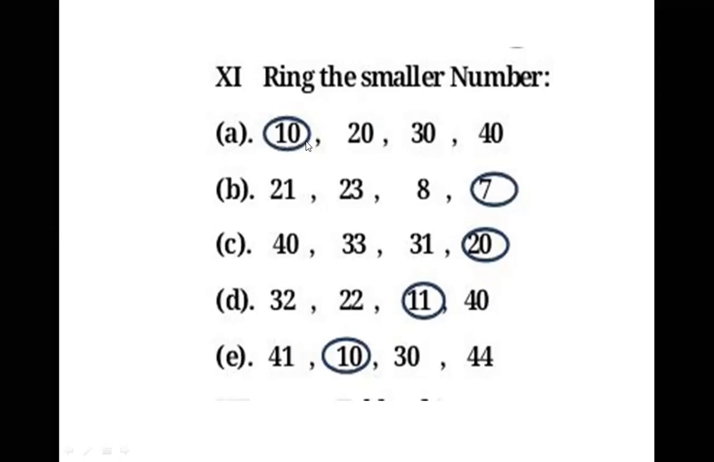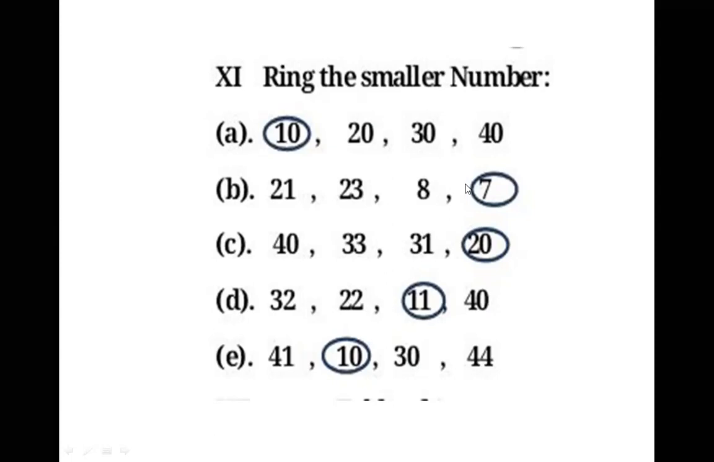Okay, dears? Yes. Now here, and again come down. Second number means number B. 21, 23, 8, and 7. See here, this is a double digit number, means 21, here 23, and here 8, and here 7. This one, no need to compare. Here see how many digits are there, single digit. So 8 is bigger or 7 is bigger? 7 is smaller. So we have to circle the 7. Yes, yes. Like this we have to compare, my dear students.